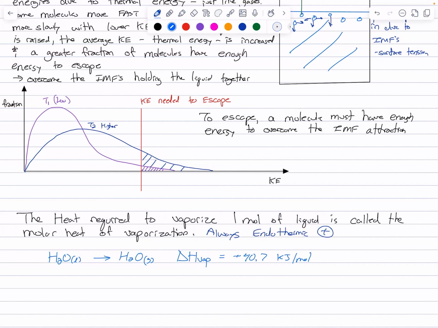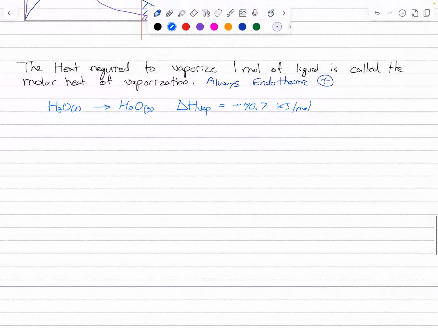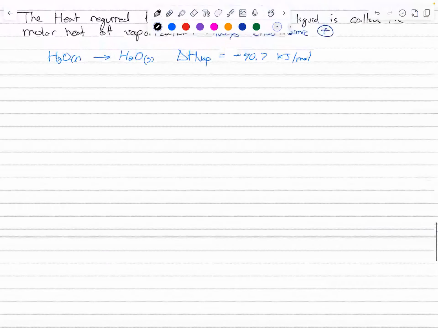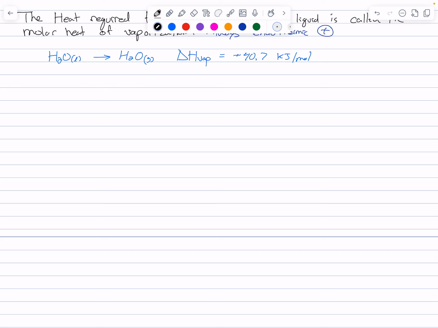So now we know we can vaporize water and why and how it's going to happen. We give it energy and it can overcome the intermolecular forces. Now let's talk about how much vaporizes. So now we're going to go to a closed container. We're going to do vapor pressure.